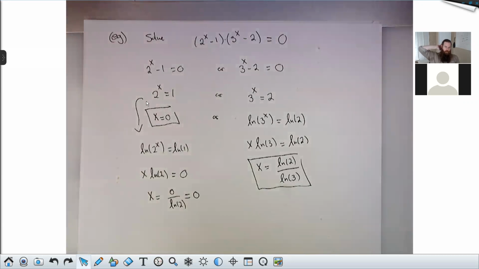So this one was easy enough to solve just thinking about it or just looking at it. But you could have taken logs, and it would have worked out just as fine. We need to remember that the log of 1 is always 0, regardless of the base. This is a useful fact to remember, which is equivalent to saying 2 to the 0, or anything to the 0, is just 1.